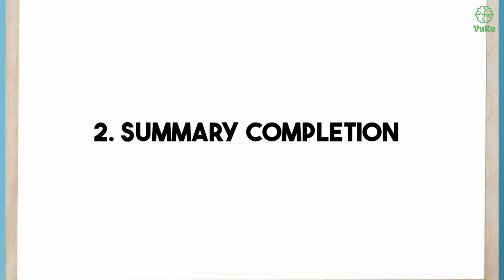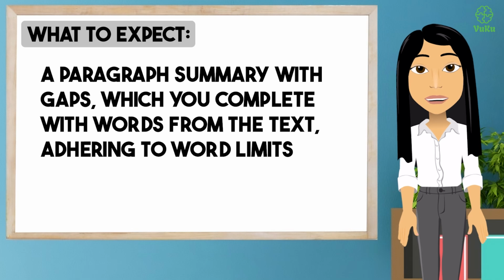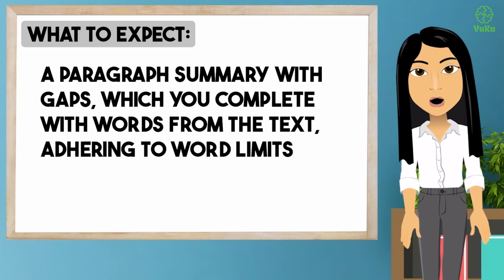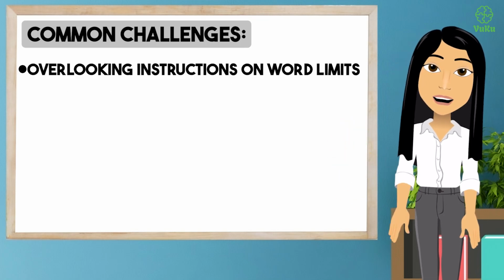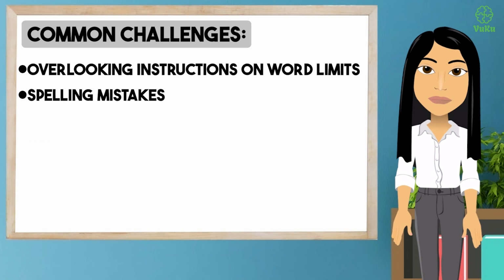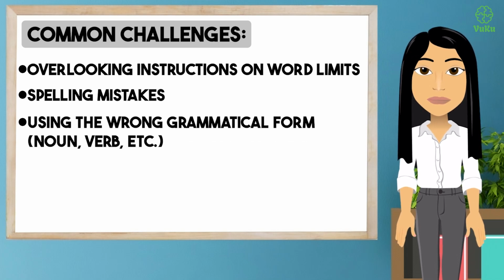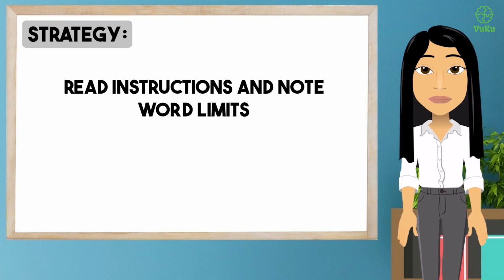2. Summary completion. What to expect: a paragraph summary with gaps, which you complete with words from the text, adhering to word limits. Common challenges: overlooking instructions on word limits, spelling mistakes, using the wrong grammatical form, noun, verb, etc. Strategy: read instructions and note word limits.